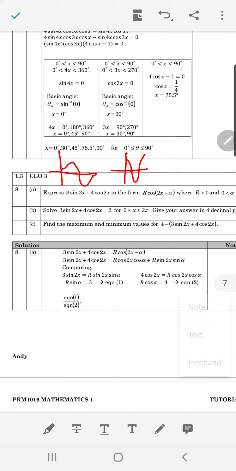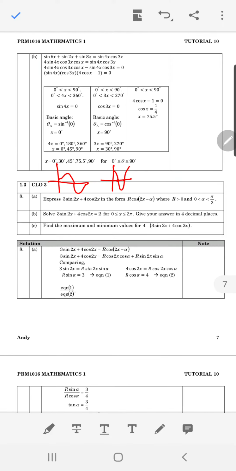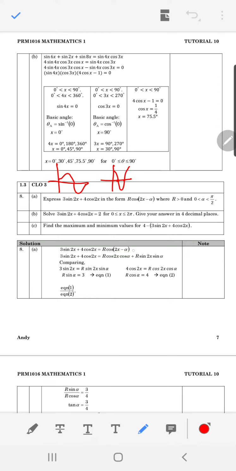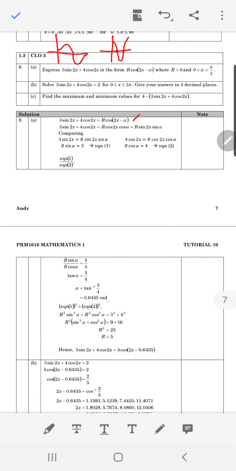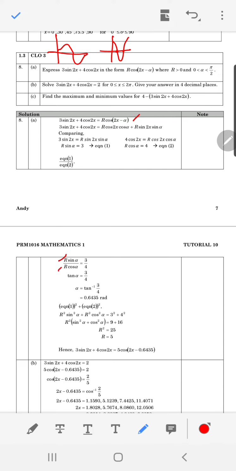Okay, so question number 8, this one is in your intensive. Very simple. This one you just need to use the compound angle for cos. So cos minus is cos cos plus sin sin, and then you compare both sides, then you'll be able to get sin and cos, and then you divide these two equations, manage to eliminate the r. Eliminate the r, so get tangent alpha. So find the alpha in radian.